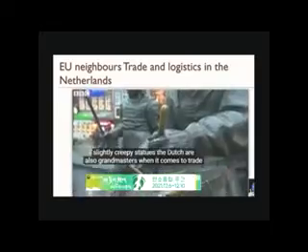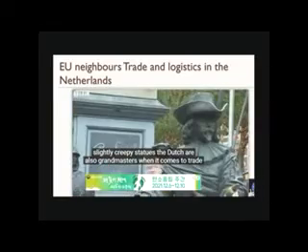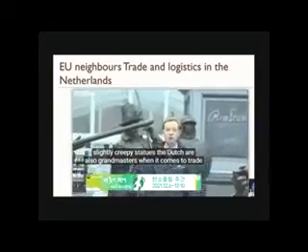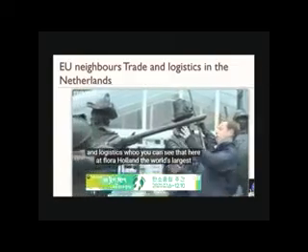It's the home of great artists and slightly creepy statues. The Dutch are also grand masters when it comes to trade and logistics.